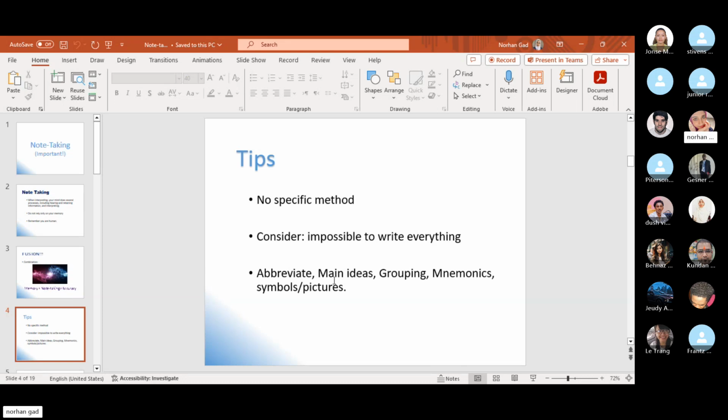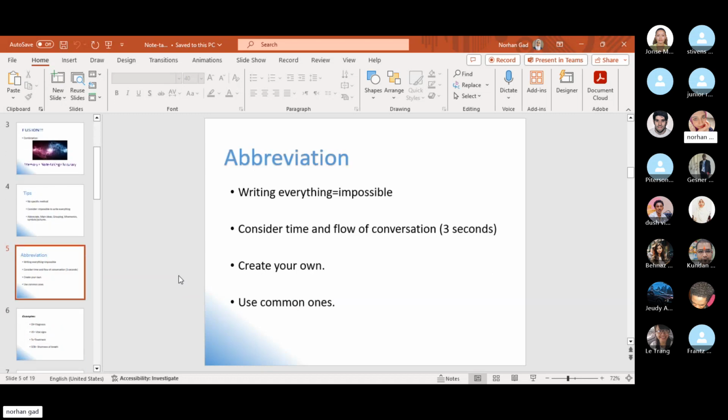What are the methods that we are going to share with you today? We have the abbreviation method, main ideas, grouping, mnemonics, symbols, and or pictures. We're going to talk about those in detail. The first method is abbreviation. What is that? It's more like the acronyms, if you remember when we talked about acronyms. Abbreviation is just abbreviating a whole word to two letters, one letter or something. Instead of having a whole word written in your notes, you can abbreviate it to just one letter or two letters.